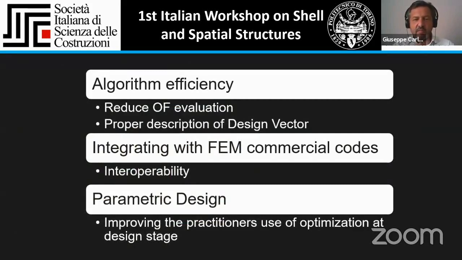And now I'm going finally to the conclusions. We can still do something about the algorithm deficiency. That means making it more efficient, in the sense of reducing the objective function evaluations. This is a key point for structural optimization, especially for very complex structures. So developing new approaches, modifying them to make them more efficient in the sense of reducing the cost, and also using a proper description of the design vector. So instead of having a high number of design variables, especially for geometry, define the geometry with parametric functions, able to reduce as much as possible the number of design variables, so the dimension, and in this case also the dimension of the search space.